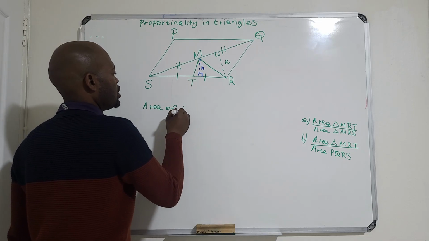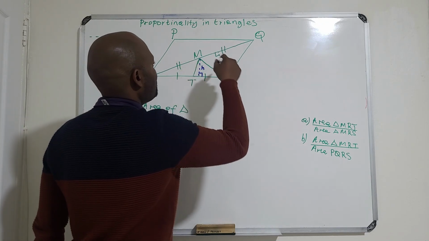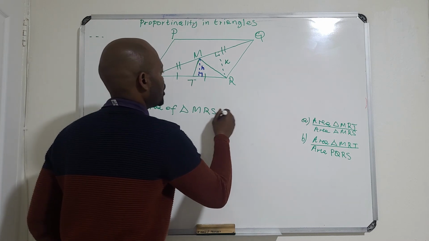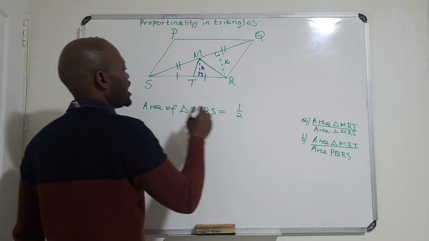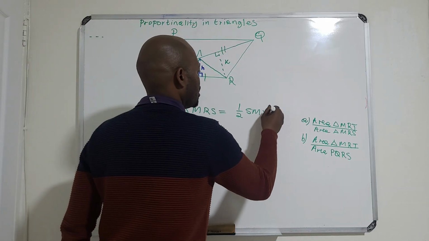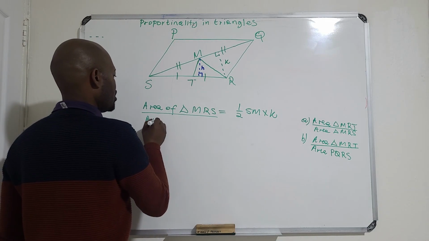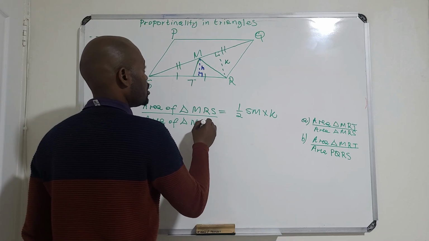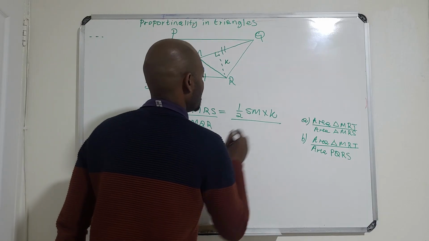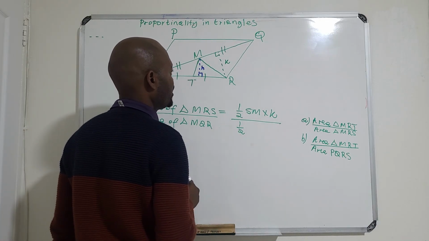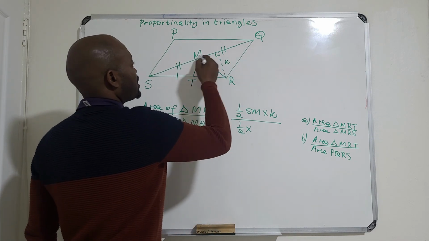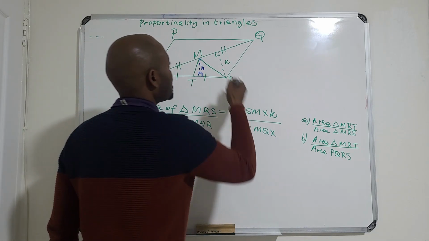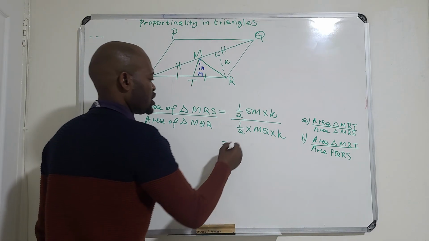of triangle MRS, which is equal to half, our base is SM, our height is K, over the area of triangle MQR, which is equal to half, its base is MQ, times its height K, which is equal to 1.